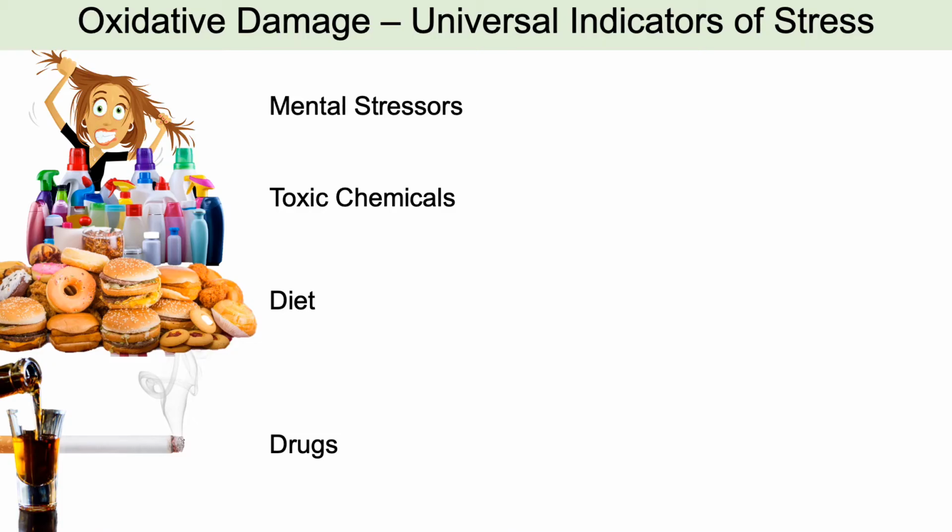Hello, my name is Jeremy Comel, and today I'm going to be talking about redox lipidomics, the study of oxidized lipids. Oxidative damage is a universal indicator of stress, both mental stressors and exposures, for example, to toxic chemicals, high-fat diet or other unhealthy diets, drugs, or numerous disease states can all lead to free radicals.